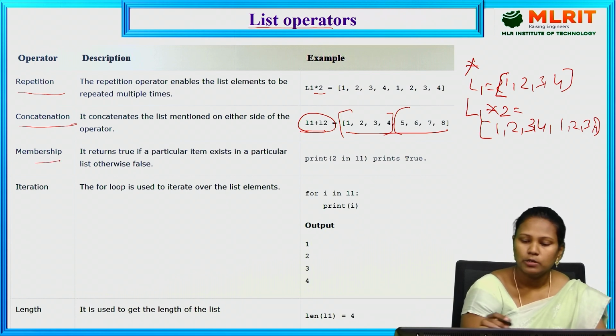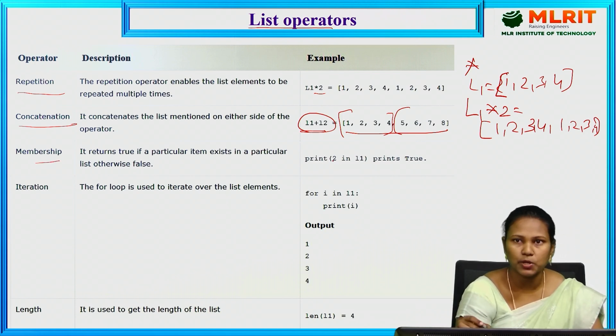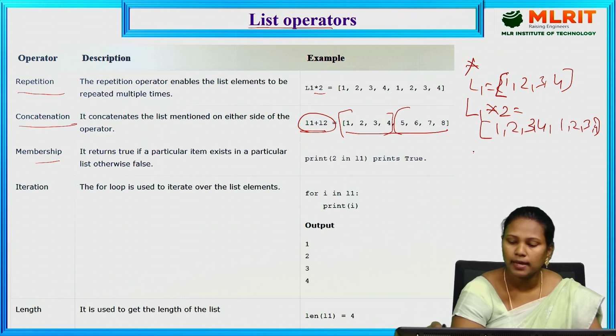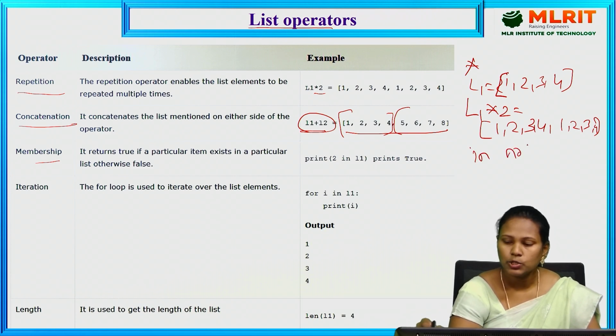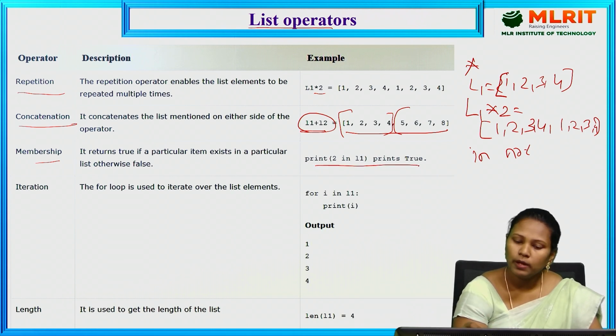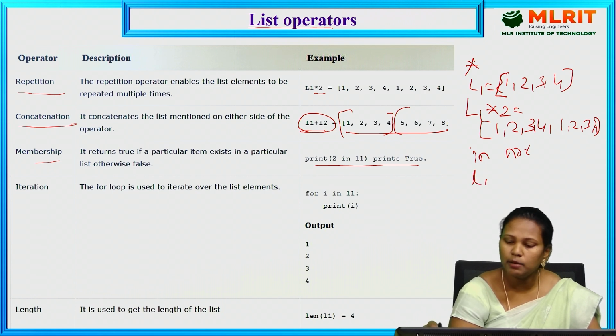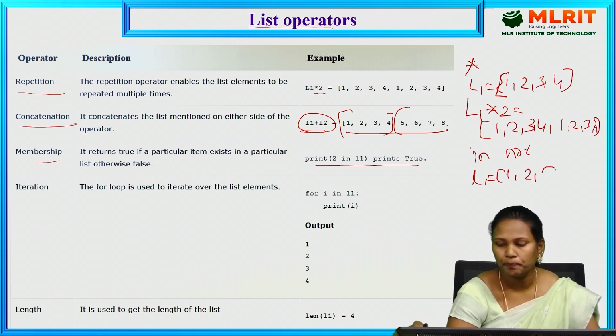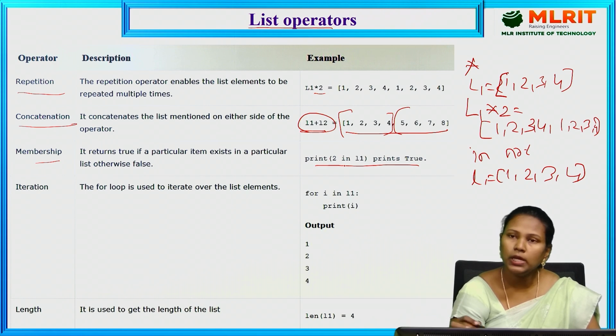Membership. In the last session we also discussed the membership operators, in and not in. If the particular element is there, it gives true. So print 2 in L1. L1 contains the elements 1, 2, 3, 4 only. We are checking 2 in L1. If it is there, it prints true. If it is not there, it prints false.